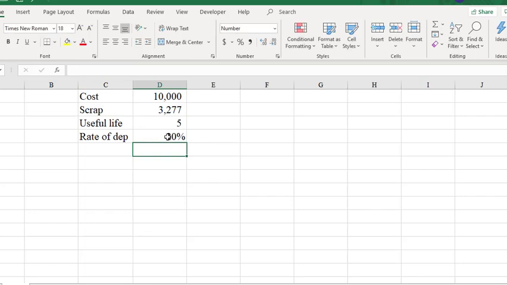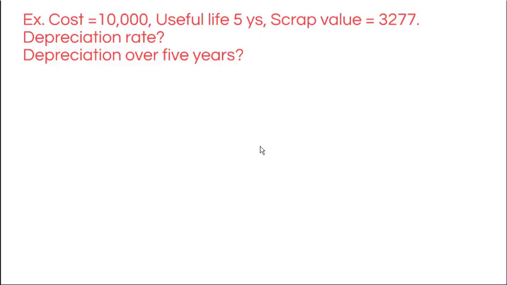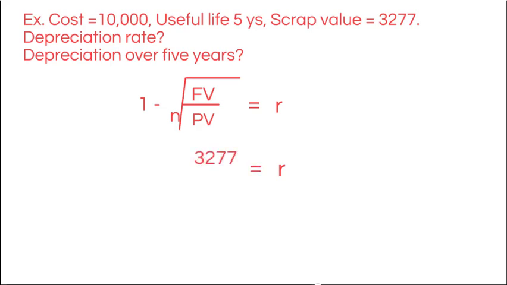So you can see our rate of depreciation is 20%. So this is our formula: 1 minus (future value divided by present value) root n. Future value is the scrap value, and present value is the cost, 10,000, root 5. Your answer is 20%. So accordingly, the annual depreciation rate should be 20%.